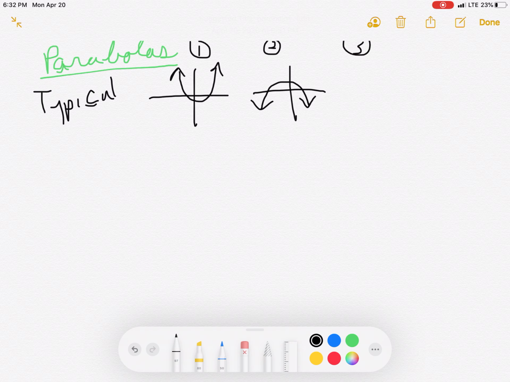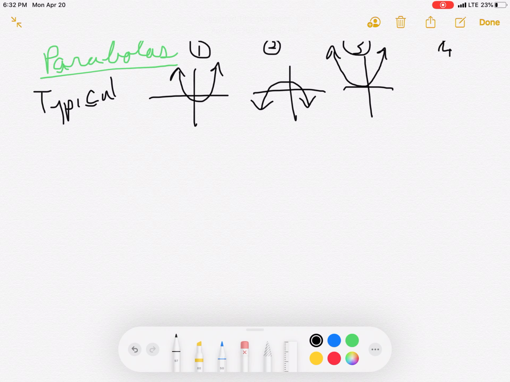Graph 3 is where it comes down. It barely touches the line. Oh, I didn't get it to touch the line. Let's try that again. It goes down, it touches the line, and it comes right back up. Okay, so it only has one spot of contact.